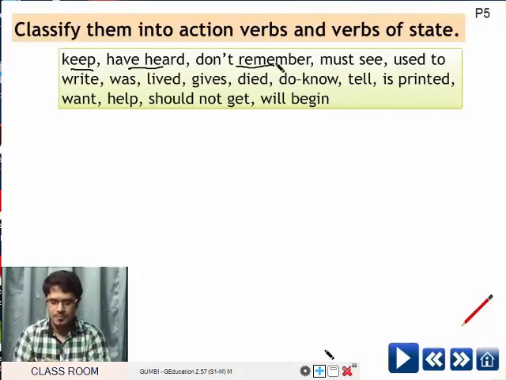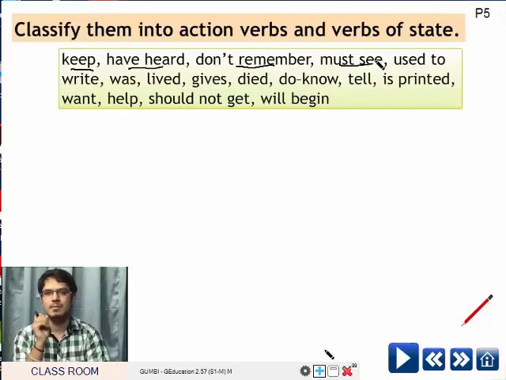Don't remember. I don't remember my past after meeting with an accident. Next, must see. I must see the Taj Mahal at least once in my lifetime. Used to write. Mahatma Gandhi used to write diary, personal diary.